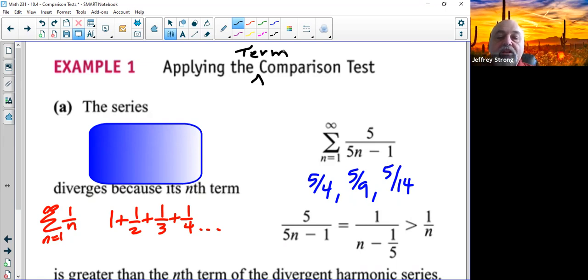Okay, so let's say that we want to compare 5 over 5n minus 1. So just think of the term. If n is 1, then that would be 5 over, well, 5 minus 1 is 4, so 5/4. If n is 2, then we get 10 minus 1, so 5/9, 5/14, etc. Okay.